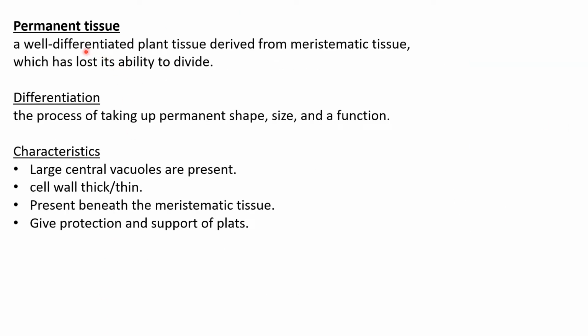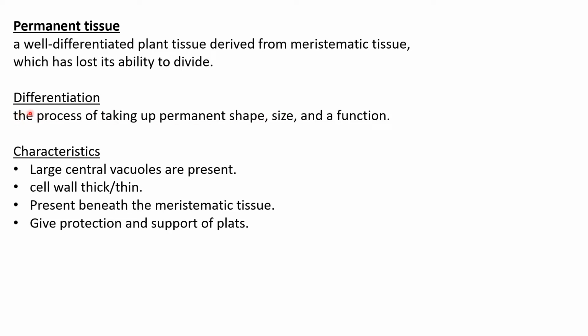Now we learn about the plant permanent tissue. A well differentiated plant tissue derived from meristematic tissue which has lost its ability to divide. When we studied the meristematic tissue, we saw that the cells are actively dividing, always dividing. When these cells lose their ability to divide, then they form a permanent tissue. So, permanent tissues are derived from the meristematic tissue.